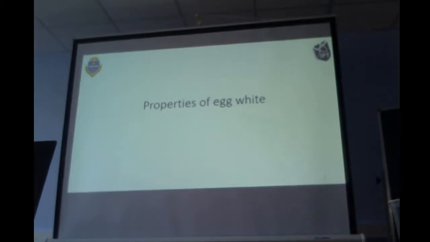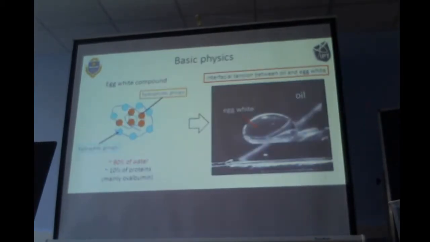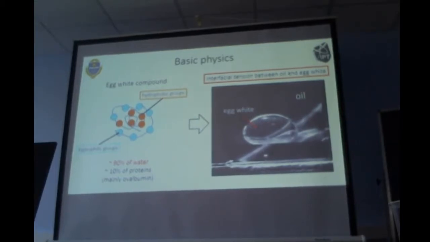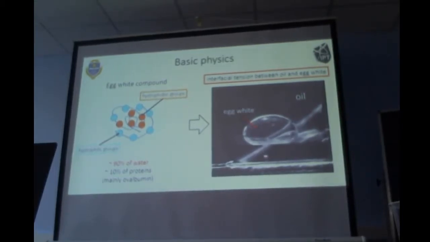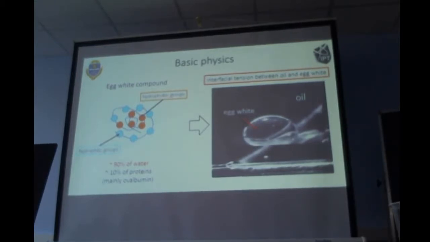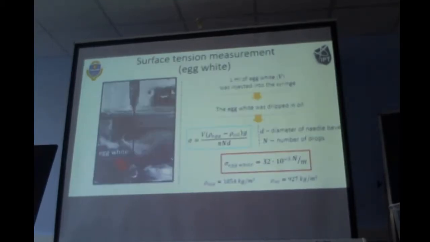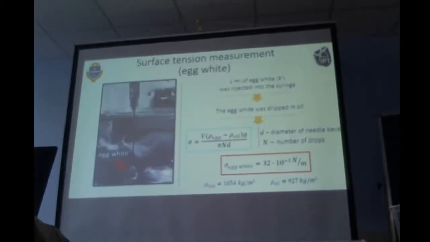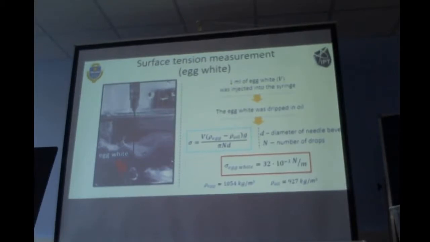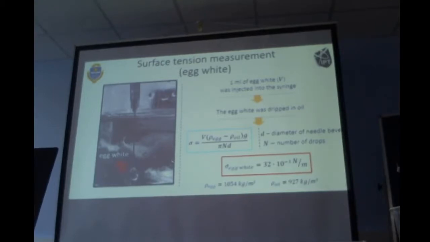At first, let's consider the properties of egg white. Egg white consists of water and proteins. The water and oil are immiscible fluids, so there is surface tension between oil and egg white. In order to measure the surface tension, we used a breathing method, and surface tension was equal to about 30 millinewtons per meter.